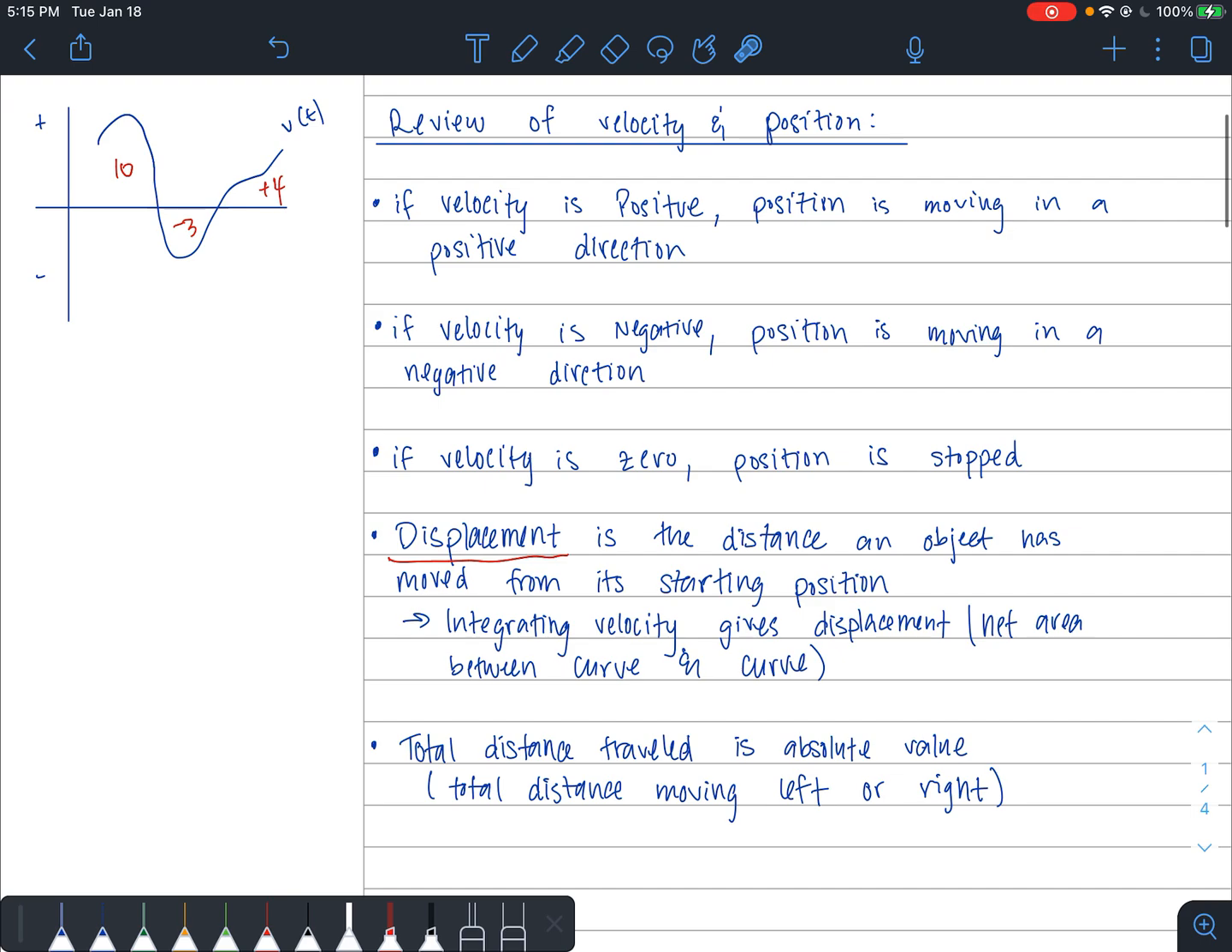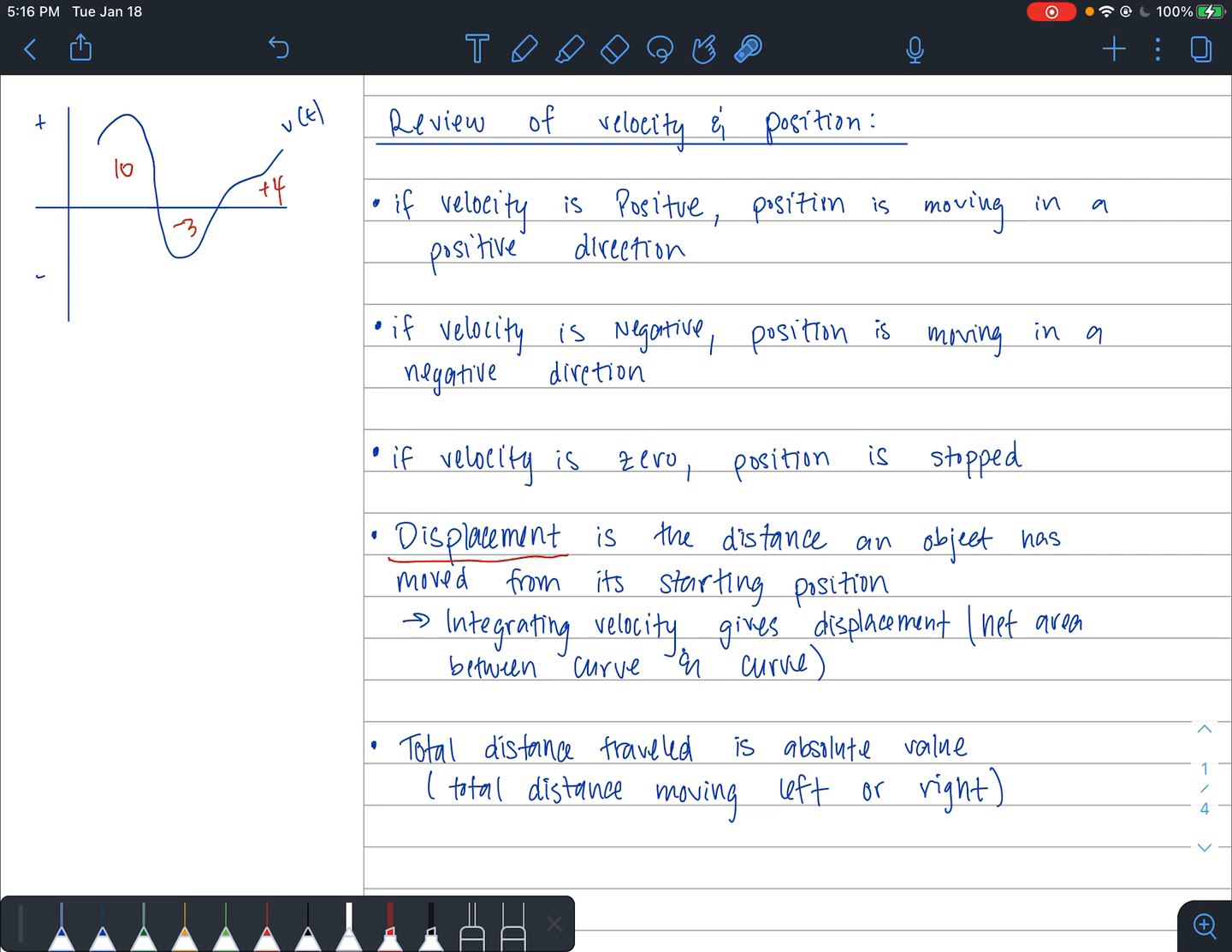But now there's something called total distance traveled, which doesn't care if you're moving forwards or backwards. It doesn't care about that. It just wants to know how far you've gone in total distance. So what this means is that whenever we take the integral, we have to use the absolute value of the area that is beneath the x-axis. Okay, so absolute value is what we're going to need to find total distance traveled.